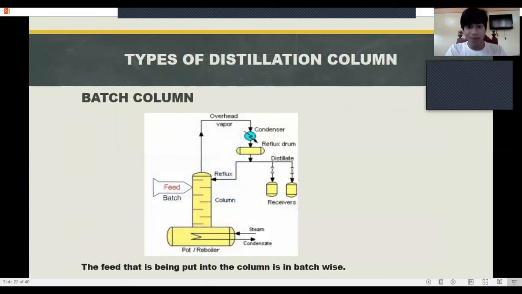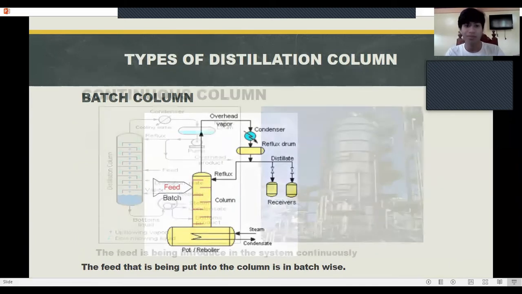The first one is the batch column. The feed that is being put into the column is batch-wise. Use of distillation in batches is called batch distillation. The column is charged with a batch and the distillation process is carried out. When the desired task is achieved, the next batch of feed is introduced.